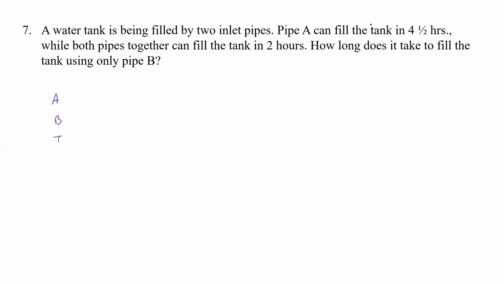Pipe A is 4.5 hours, so if we write that, that's going to be 2 times 4 is 8, plus 1 is 9/2. B is going to be x. We don't know that one. And together it's 2 hours. Okay. So our part of the job that we can do in one hour is 2/9, 1 over x, 1 over 2. Okay. Now if we're adding 2 pipes together, that means we're going to take 2/9 plus 1 over x is equal to 1 over 2.